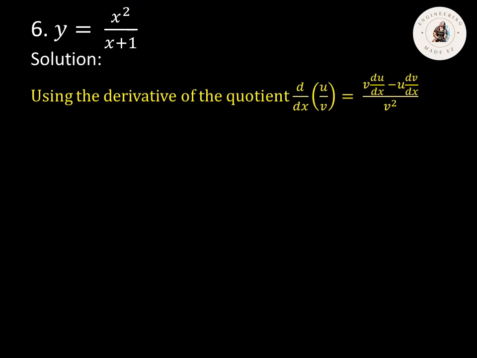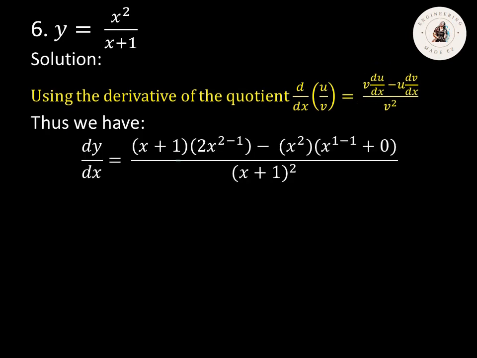Let's evaluate first the v du over dx. So our v here is x plus 1. Then the derivative of u with respect to x is, for our x squared, we're going to apply the derivative of the nth power. So here our n is 2. So that is why we have 2 times x raised to the power of 2 minus 1.